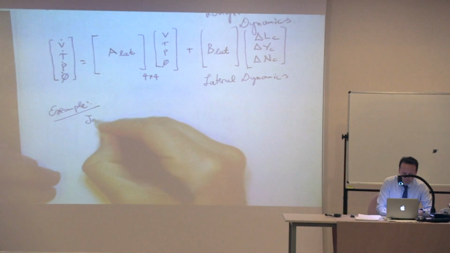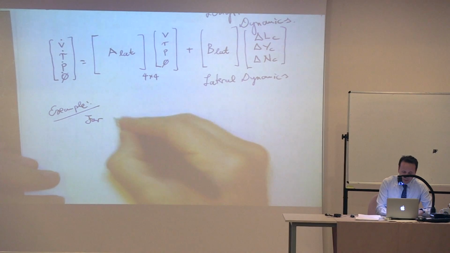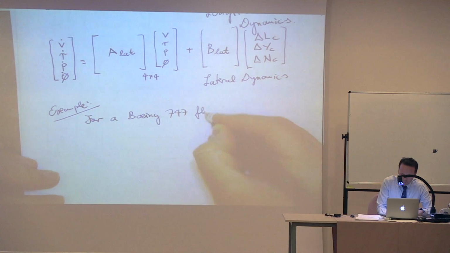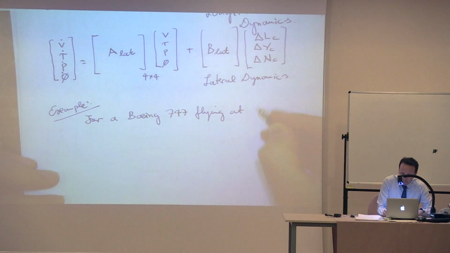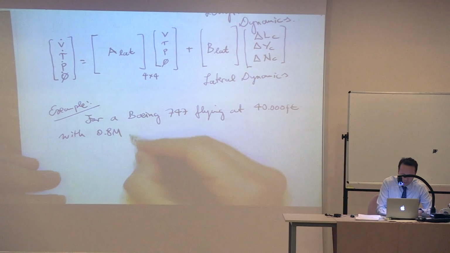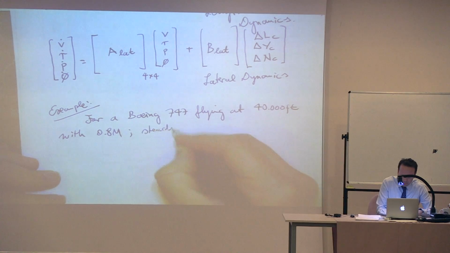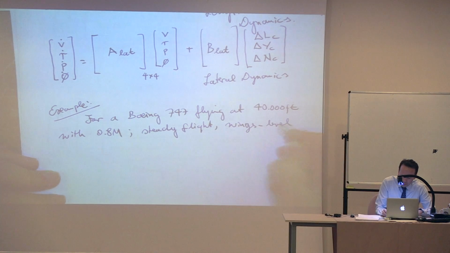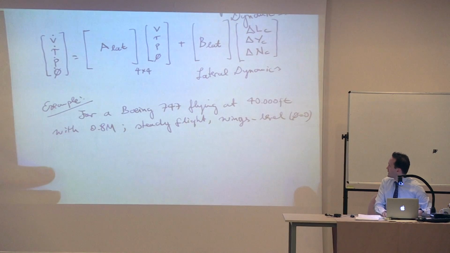For a Boeing 747 flying at 40,000 feet with 0.8 Mach, so it's quite fast. Still a steady flight, and wings level. Wings level really means phi is equal to 0, so there's no roll, okay? It's a wings level flight.